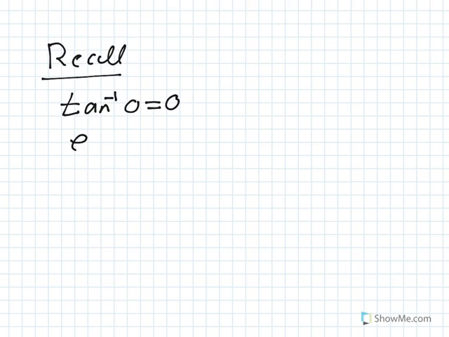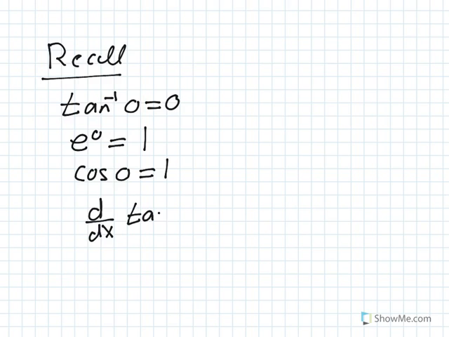So some basic skills that we have to memorize. Tan minus 1 of 0 is 0. E to the 0 is 1. Cos of 0 is also 1. Derivative of tan minus 1 x is equal to 1 over 1 plus x squared.